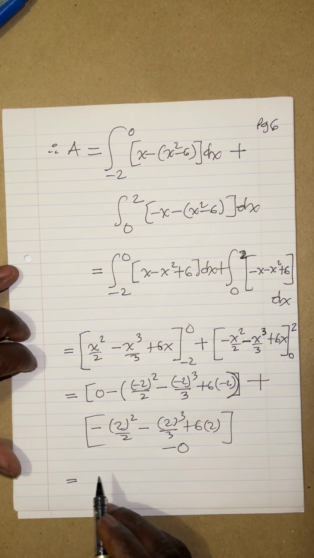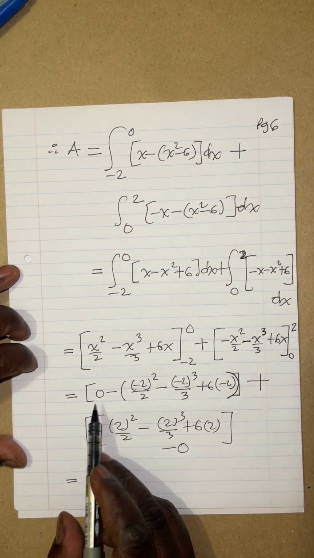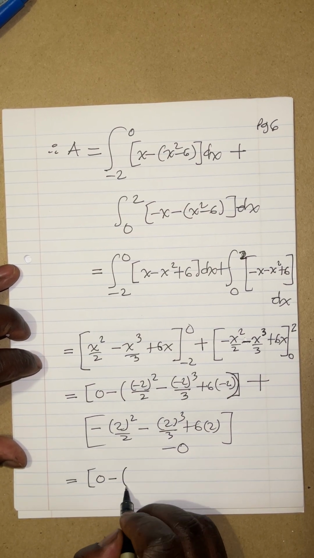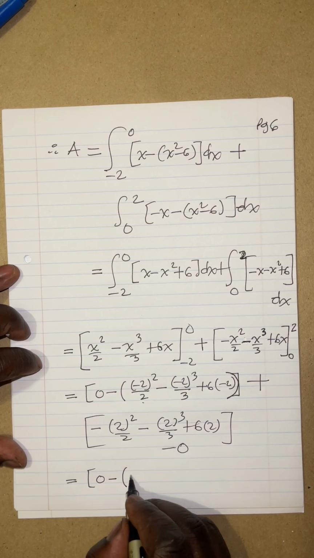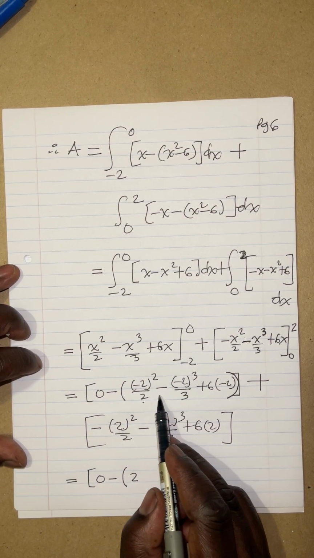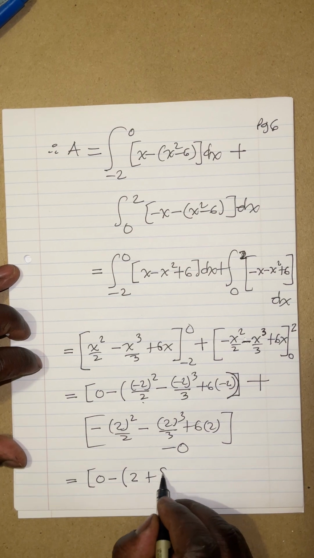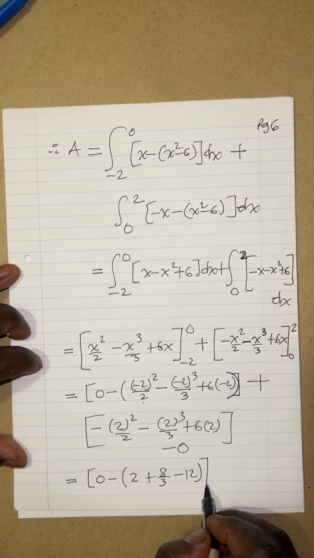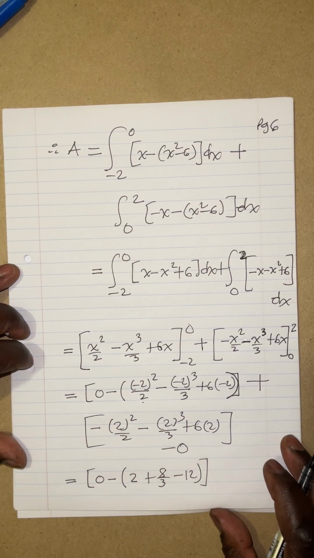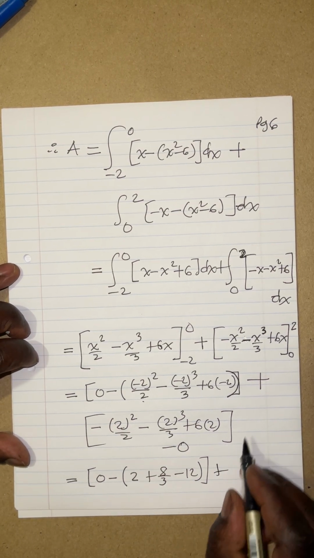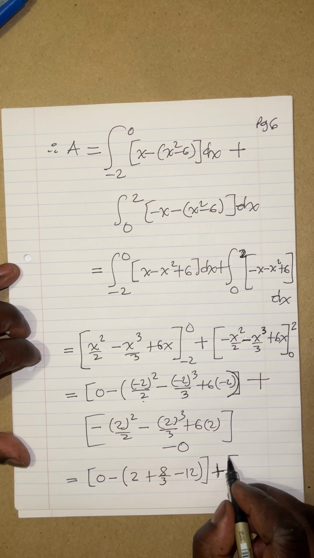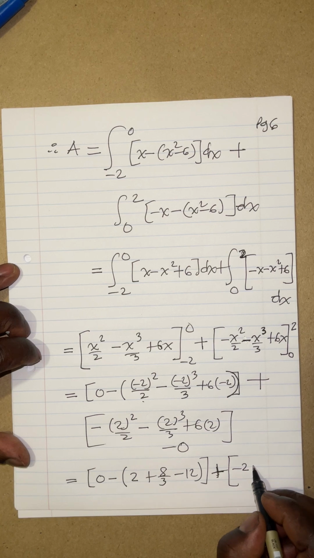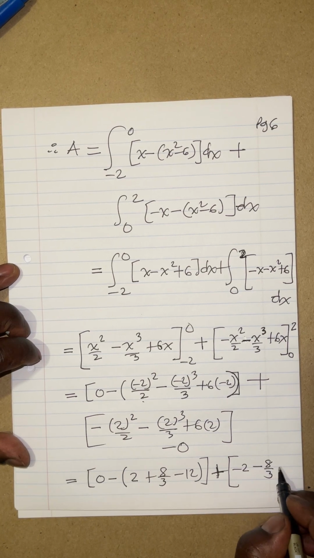Now, let's clean up. So the first part, I'm going to say 0 minus, let me maintain that bracket. This is 4 divided by 2 is 2, and that's minus 8. And then with this minus, it will be positive 8 over 3, and that's going to be minus 12. I'm done with the first part. I'm coming down here, and I'm going to say there's a plus sign there. And then this part here is minus 2, and that part is going to be minus 8 over 3, and that will be plus 12.